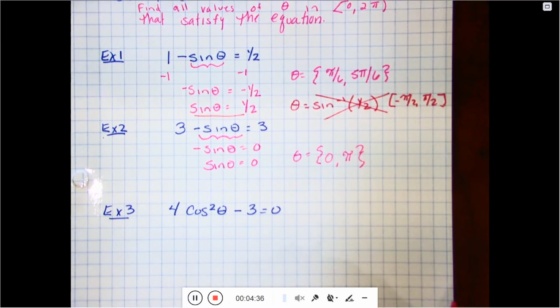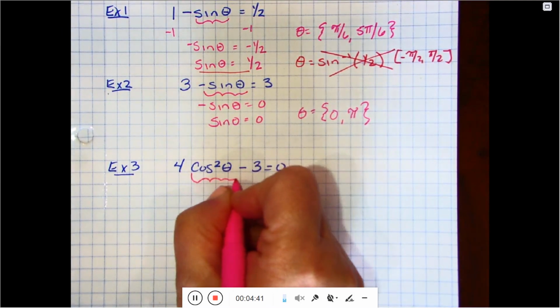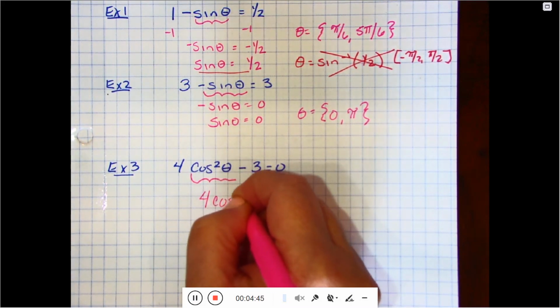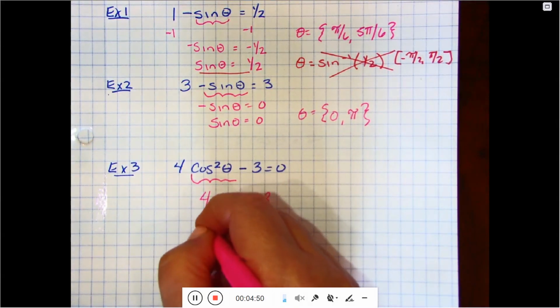Okay, so another quick type of problem. Again, I'm going to isolate the trig function. So I'm going to first add the 3 to both sides. I'm going to divide both sides by 4.